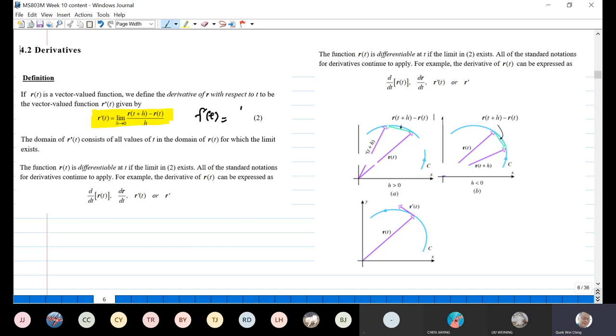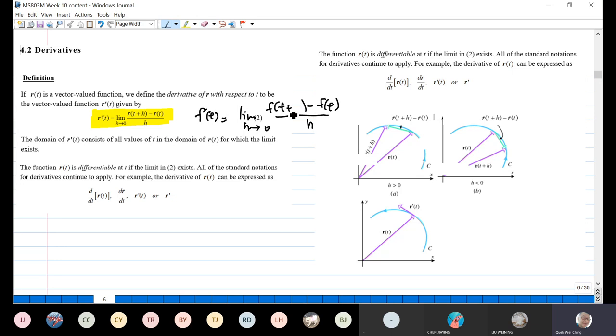In one variable, this limit of f(t+h) minus f(t) over h, when h goes to 0. This is a function of one variable. So t plus h first, then minus f(t).